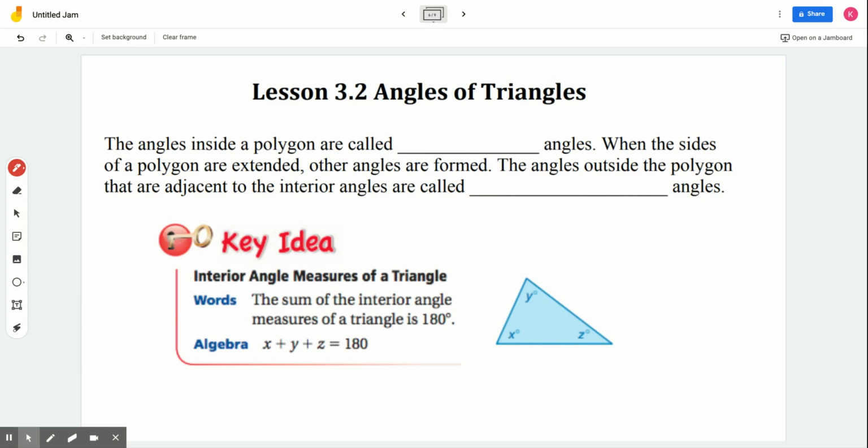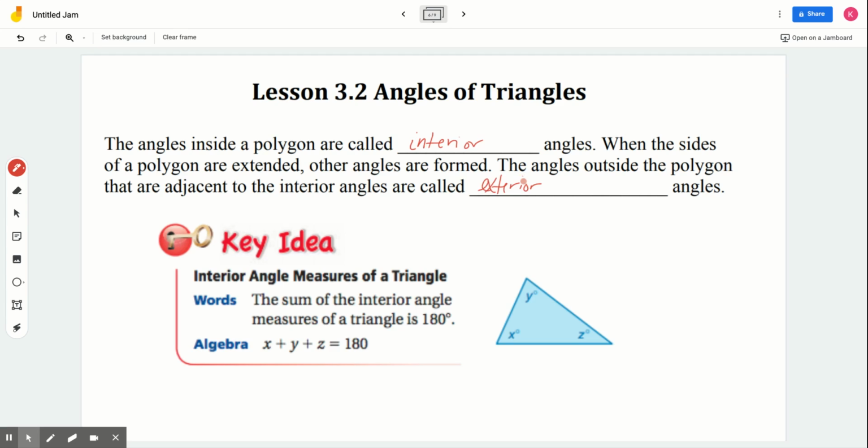Today we're going to be talking about angles of triangles for lesson 3.2. The angles inside a polygon are called interior angles since they're inside. When the sides of a polygon are extended, other angles are formed. The angles outside the polygon that are adjacent to, or next to, the interior angles are called exterior angles.